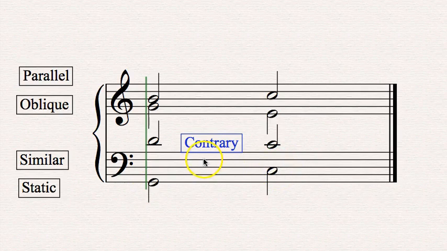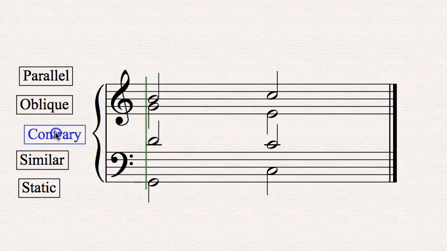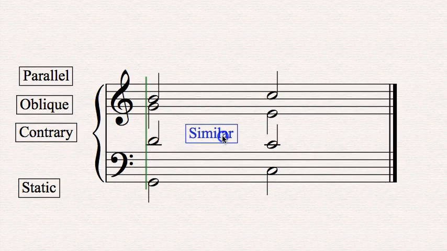We have contrary motion again because the alto is moving down and the bass is moving up. And then if we look at the soprano and the bass, the soprano is moving up and so is the bass. They're going in the same direction but by different intervals. The soprano is moving up by step while the bass is leaping up. And so that's considered similar motion between the soprano and the bass.